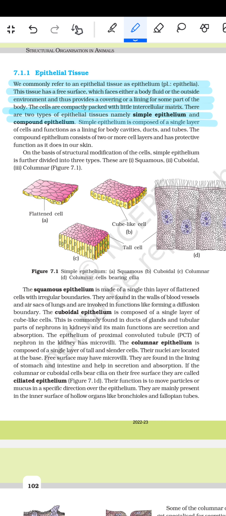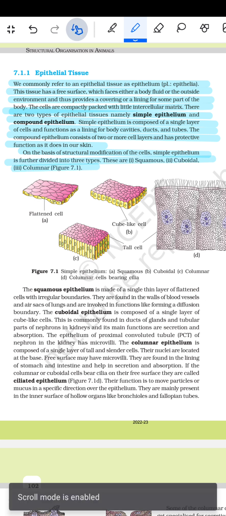Simple epithelium is composed of a single layer of cells and functions as a lining of body cavity, ducts, and tubes. The compound epithelium consists of two or more cell layers and has a protective function as it is in the skin. On the basis of the structural modification of the cells, simple epithelium is further divided into three types. These are squamous, cuboidal, and columnar.